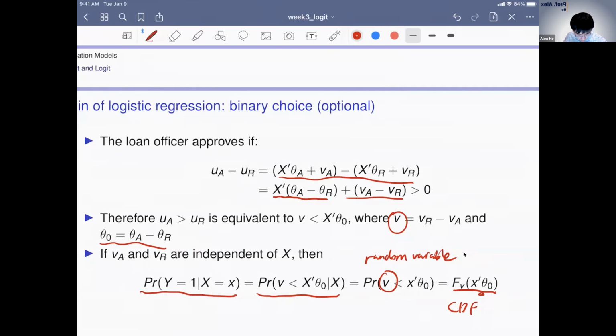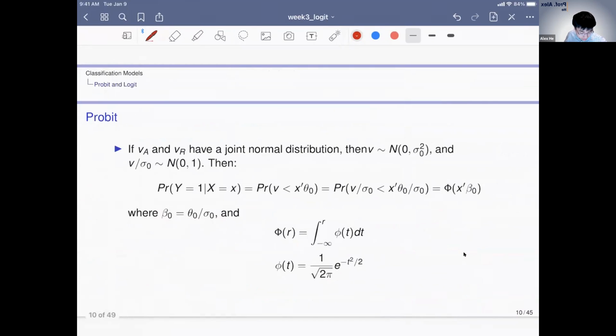So now what is this probability? We have to choose a particular distribution, and then we would just evaluate the CDF of that distribution at the point x times theta 0. The easiest, most natural distribution is, of course, the normal distribution. So you could choose a normal distribution, and then the probability of y equals 1 equals the CDF of the normal distribution at beta times x.